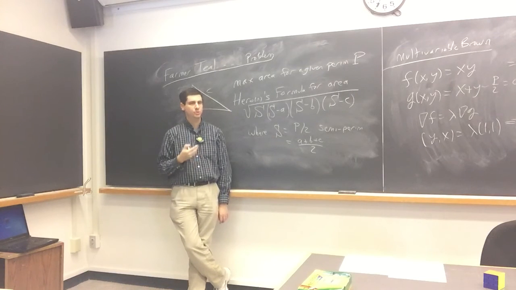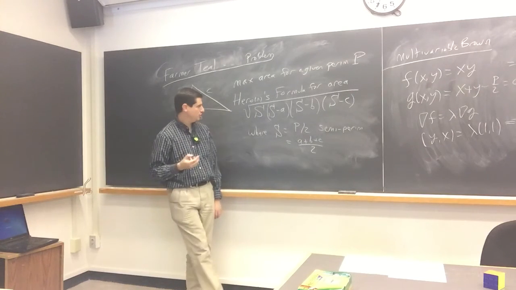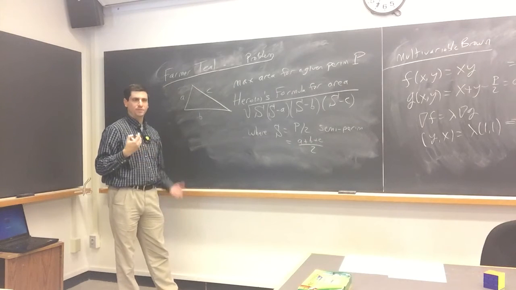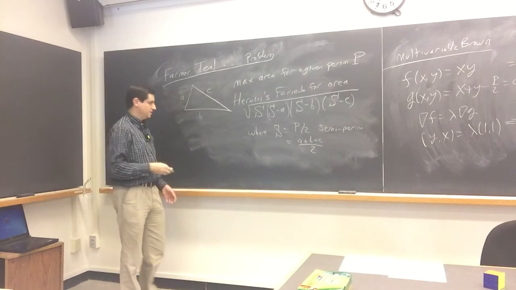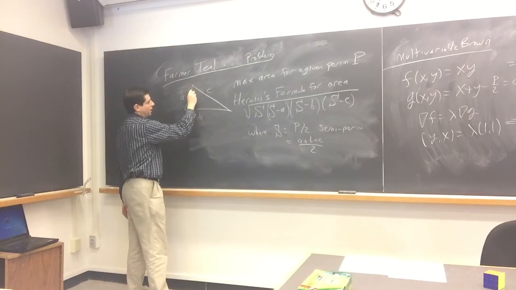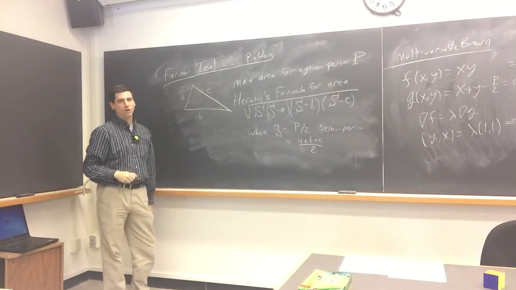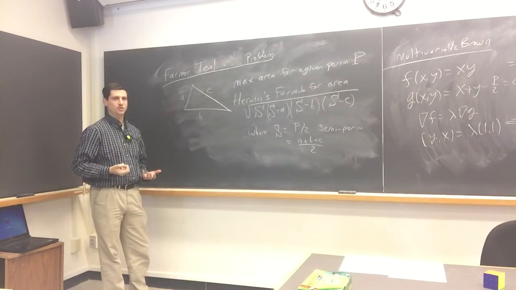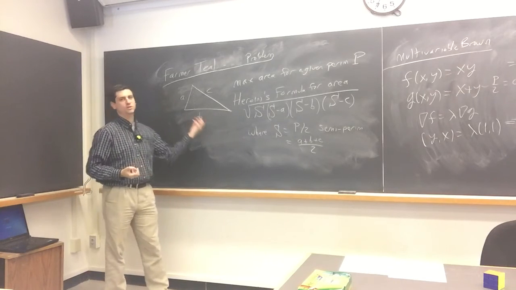I'll post a link to a proof of Heron's formula. It's not too bad if you know the Pythagorean formula. Essentially, the way you would prove it is, as always, you drop down an altitude so you get right triangles, and then you just crank through the algebra.